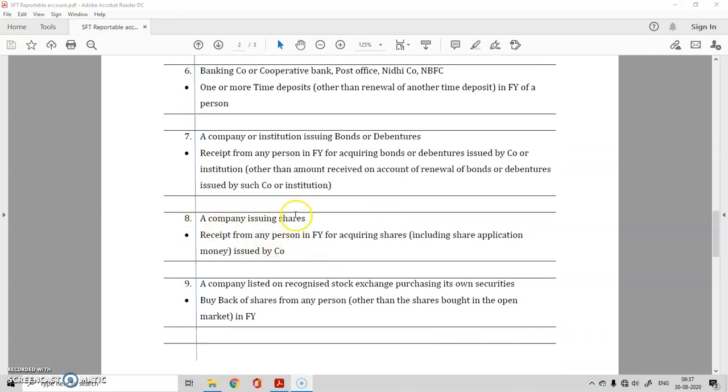A company issuing shares: receipt from any person in a financial year for acquiring shares, including share application money issued by the company. A company listed on a recognized stock exchange purchasing its own securities: buyback of shares from any person, other than the shares bought in the open market, in a financial year.